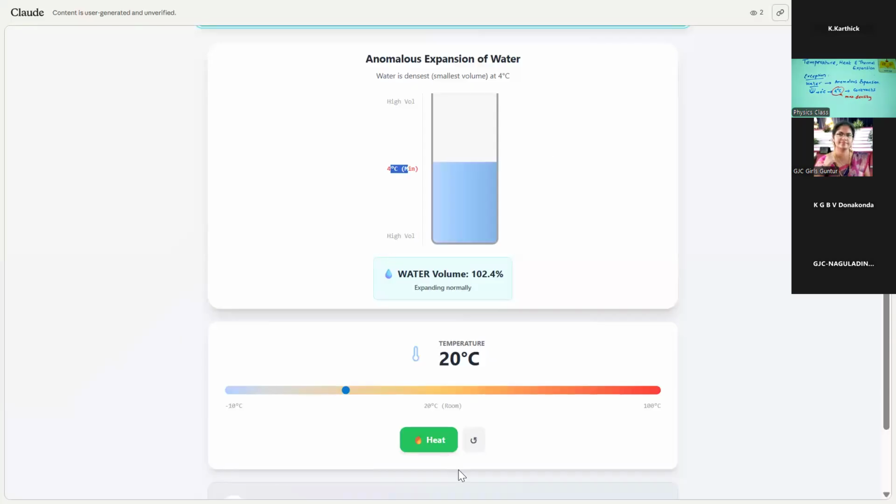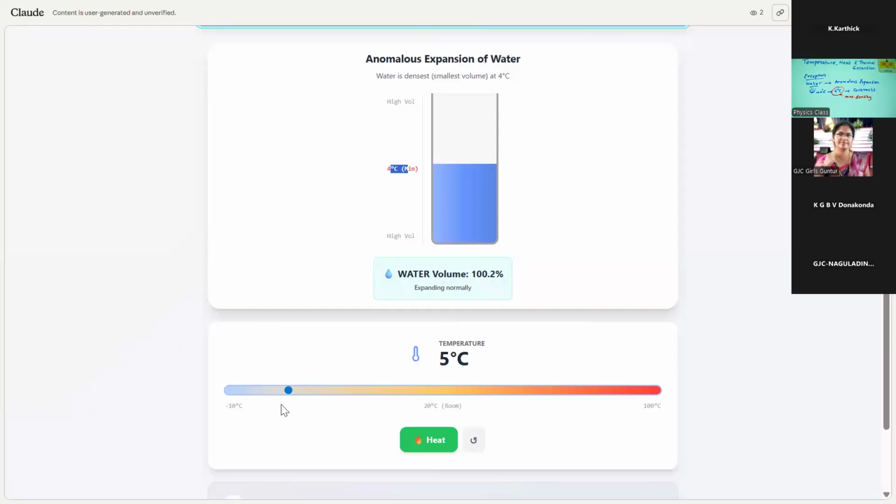For example, we are at 20 degrees Celsius. Slide the temperature down towards 10 degrees Celsius. You can see that the water level drops. That means it is contracting normally, like most materials. As the water cools, it contracts and becomes denser.